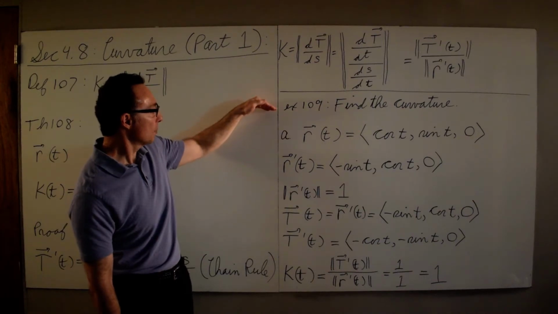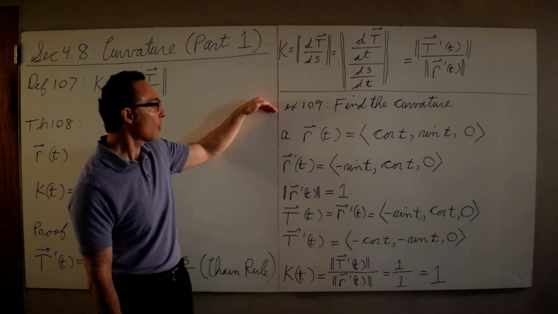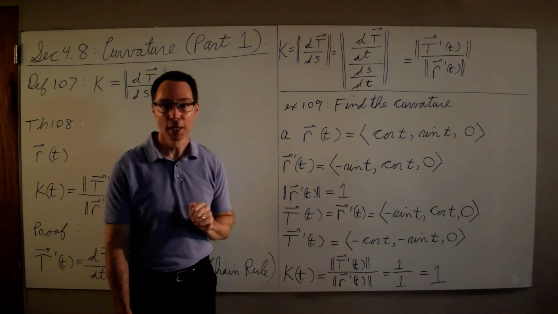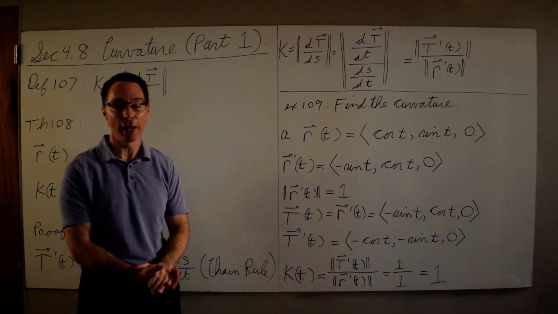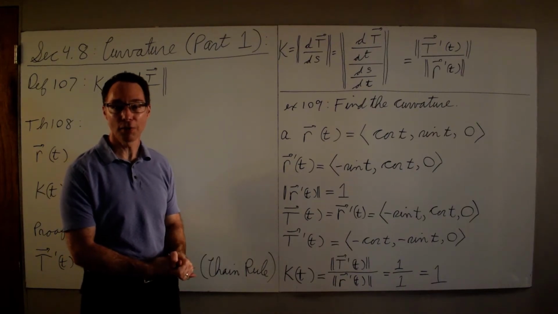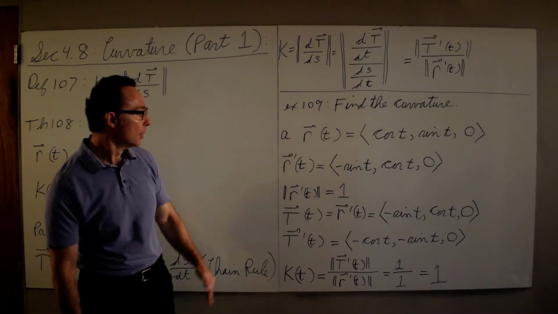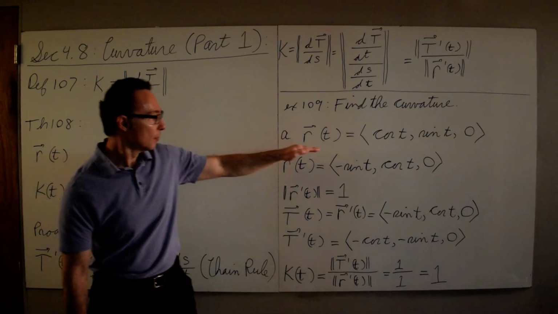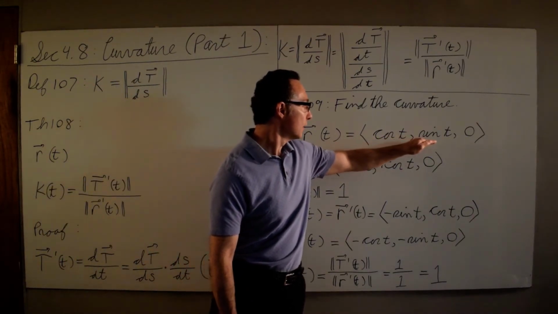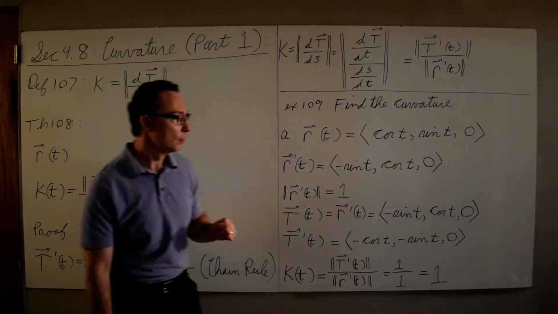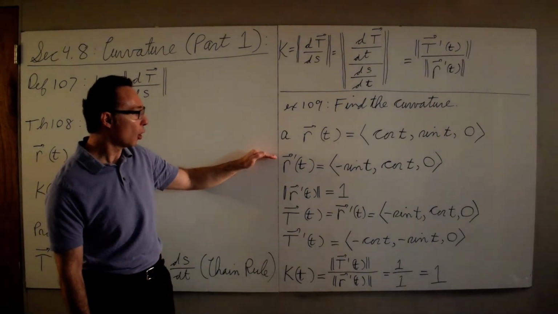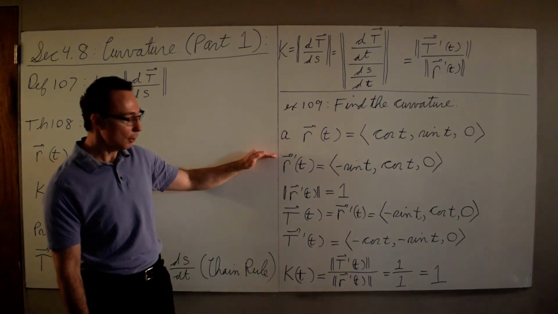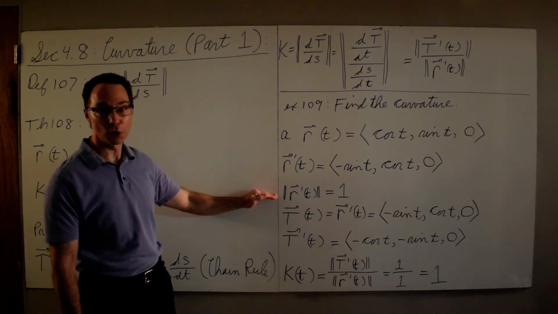Okay, so Example 109, we have two problems. We're going to find the curvature of these. In this video, I'm only going to do part A because I only have room for part A on my board. In the second video, we'll do part B. So we start with our function: cosine t, sine t, 0. This is our vector valued function. Calculate r prime. Calculate the magnitude of r prime, and it's just 1.